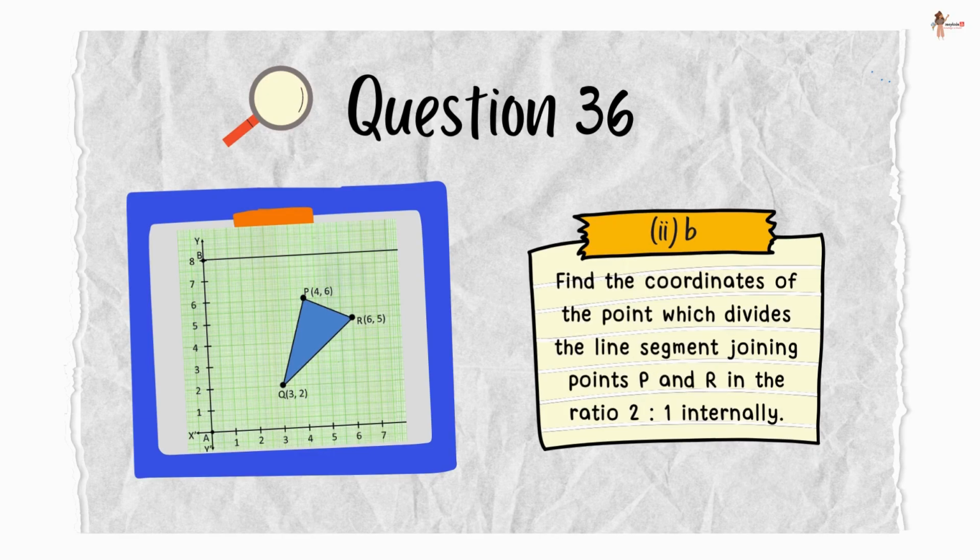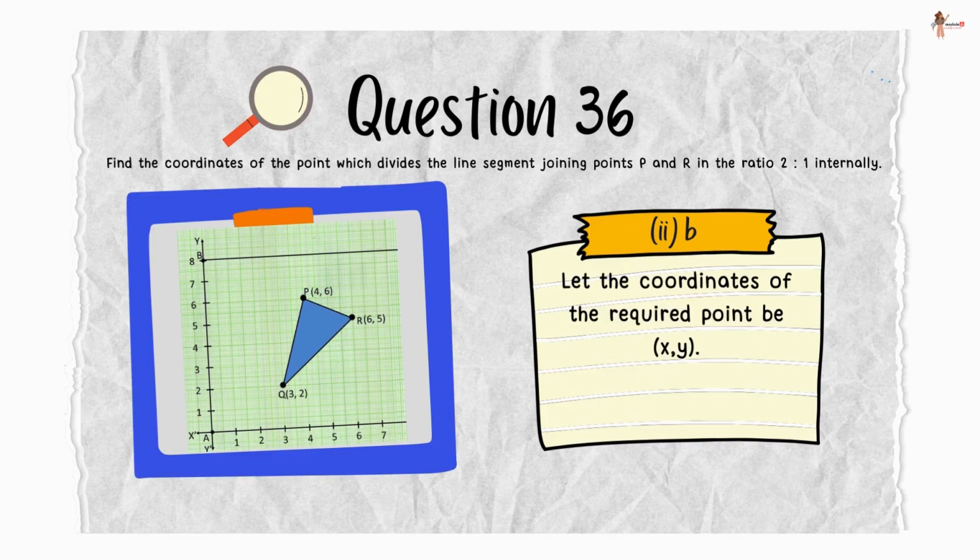Moving on to the next question, find the coordinates of the point which divides the line segment joining points P and R in the ratio 2:1 internally. Let the coordinates of the required point be (x, y). So the coordinates would be given by the formula (mx2 + nx1)/(m + n) is the x coordinate, and (my2 + ny1)/(m + n) would be the y coordinate.